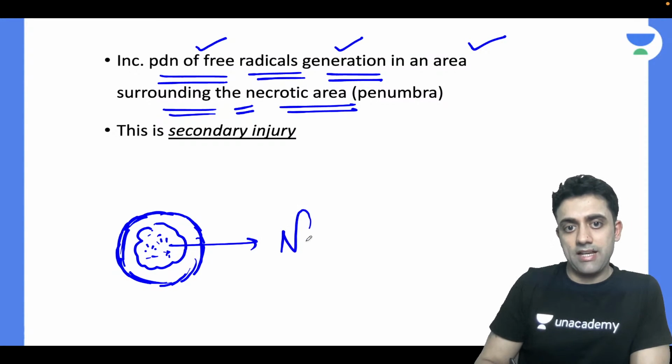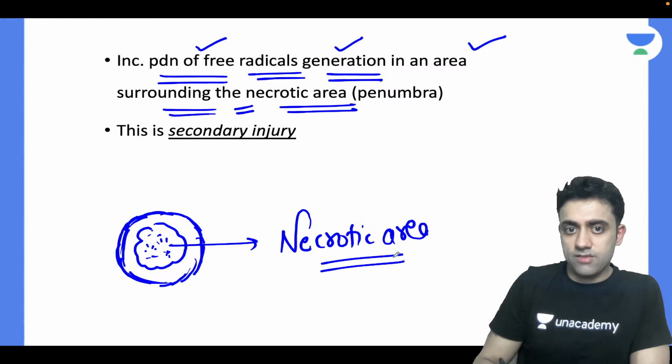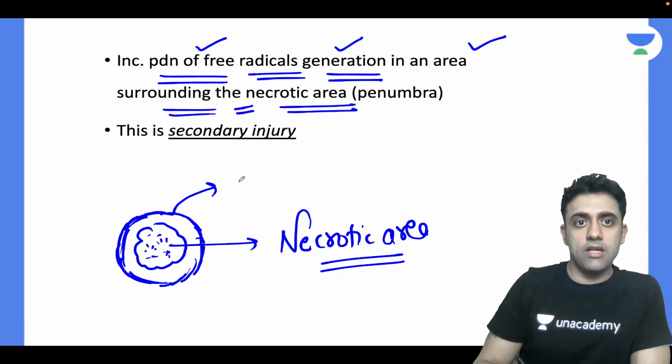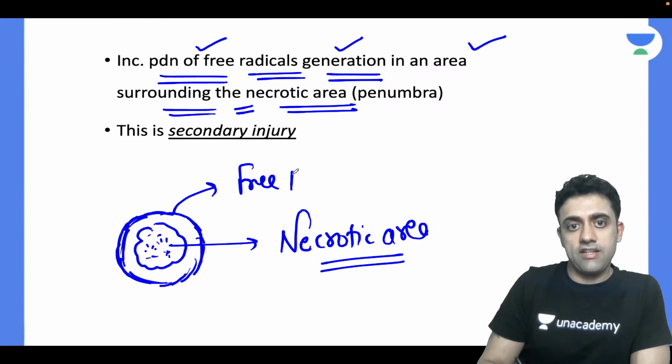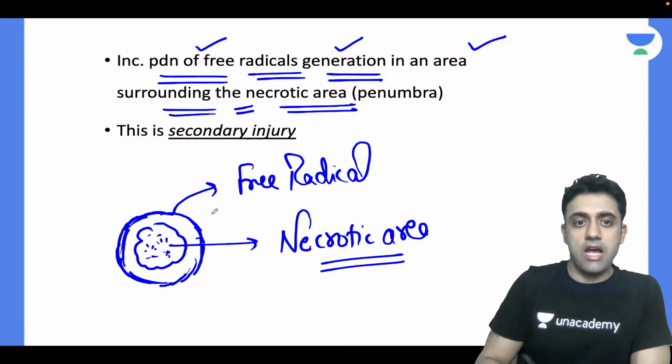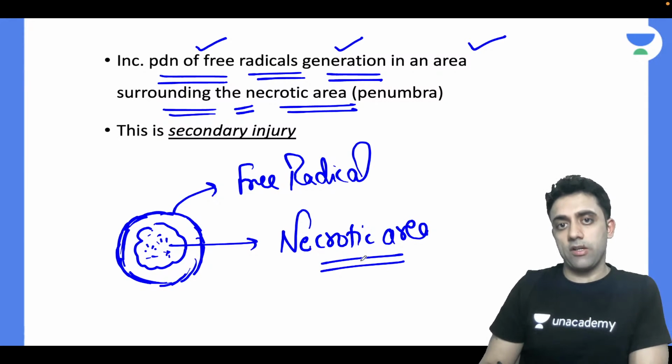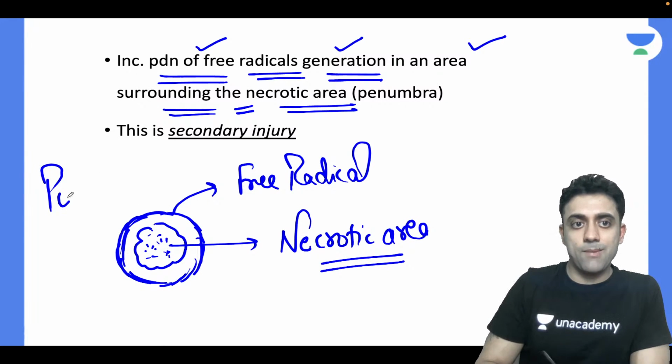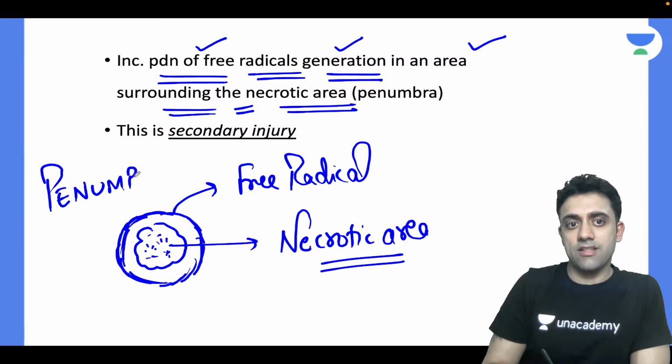So this area is the necrotic area, and that is one thing which is bad. And second, this one is nothing but free radicals generation. So outside we have free radicals and inside we have the necrotic area. This is known as the penumbra.